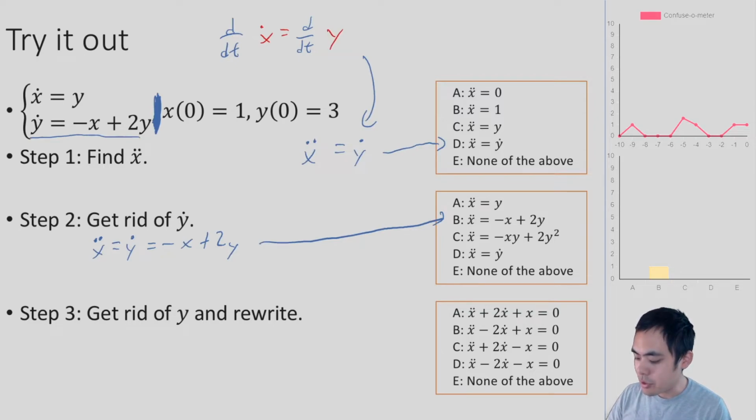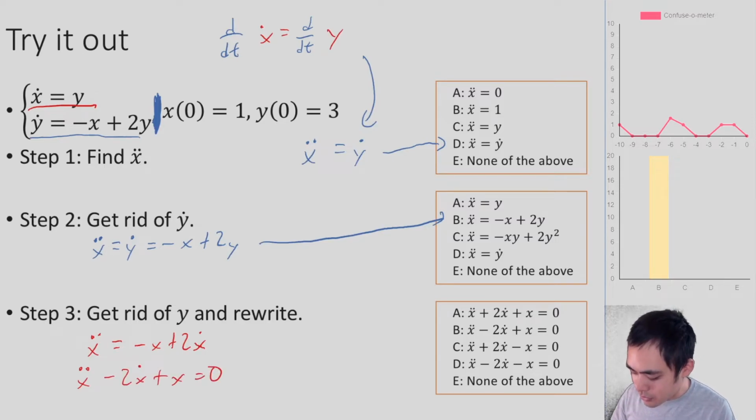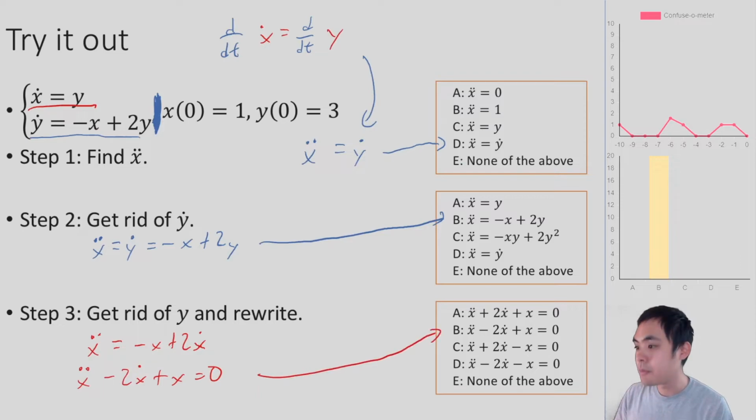And so the first thing we notice is that here I chose a very easy example because y is just equal to x dot. So if y is just equal to x dot, then what we're left with is x double dot is equal to minus x plus 2x dot. And we can rewrite this as x double dot minus 2x dot plus x is equal to 0, which is again b.